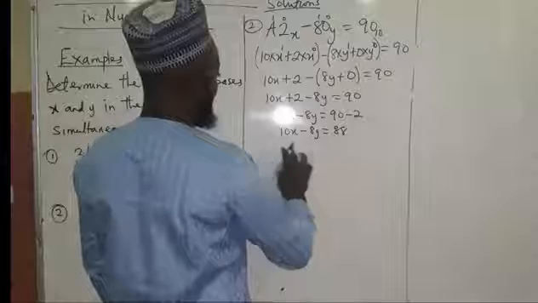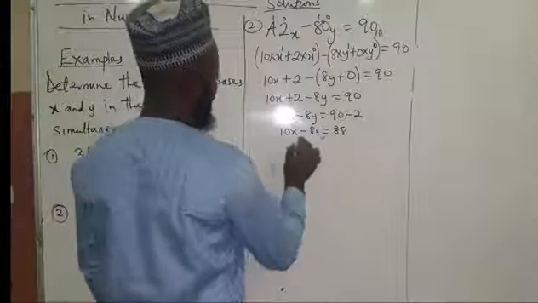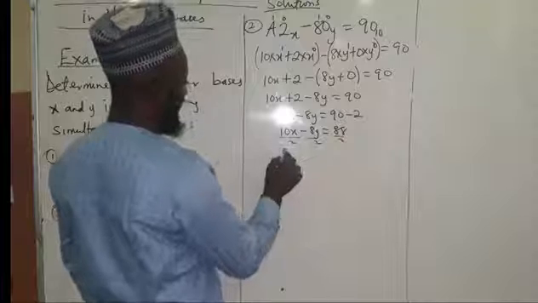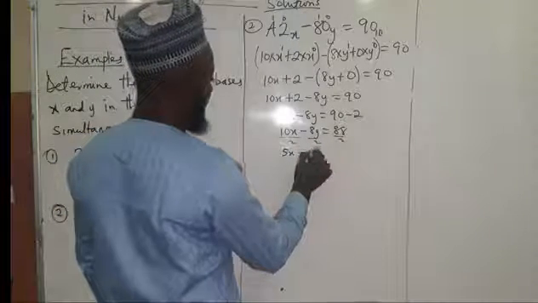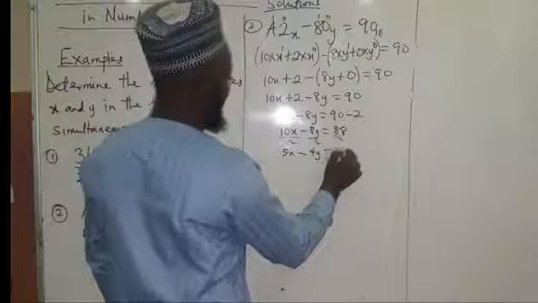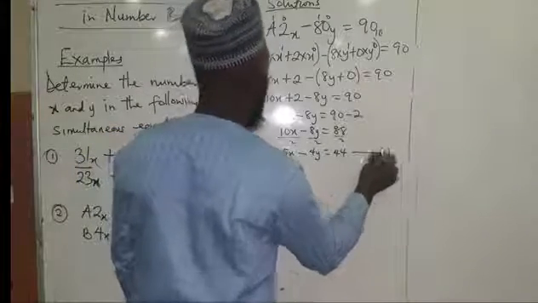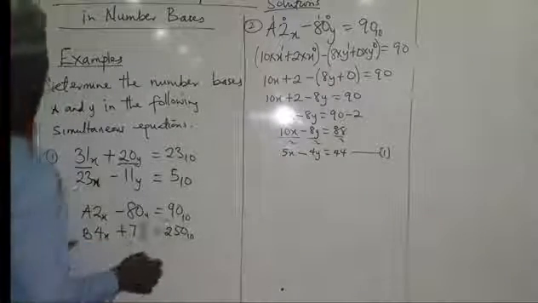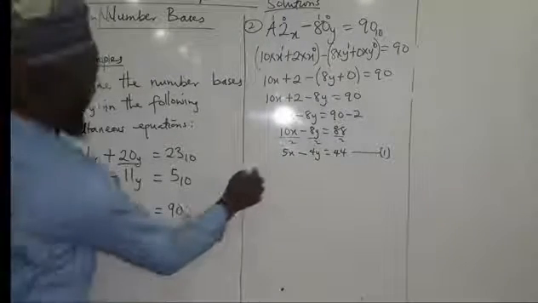Because there's something that can go into all of them, which is 2, we divide through by 2 so that we simplify it. This gives us 5x minus 4y equals 44. This gives equation 1. So we go to the second equation that we have there. That is b.